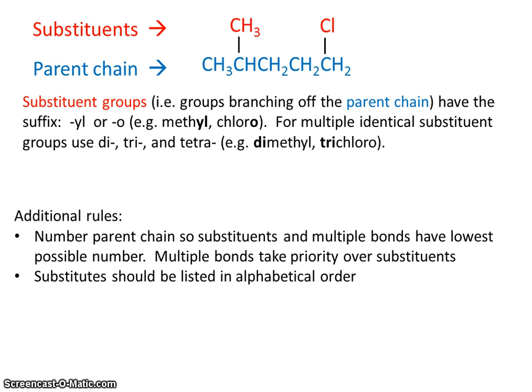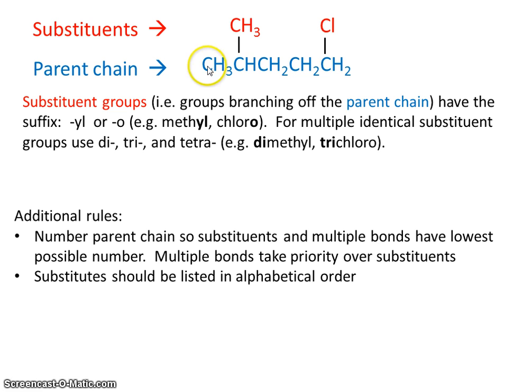Here's some additional rules. Number the parent chain so substituents and multiple bonds have the lowest possible number. Multiple bonds take priority over substituents. What I mean by that is you'll either want to number this left to right or right to left. Remember, we said that there were 5 carbons. And then secondly, substituents should be listed in alphabetical order. We have 2 substituents, remember, methyl and chloro.